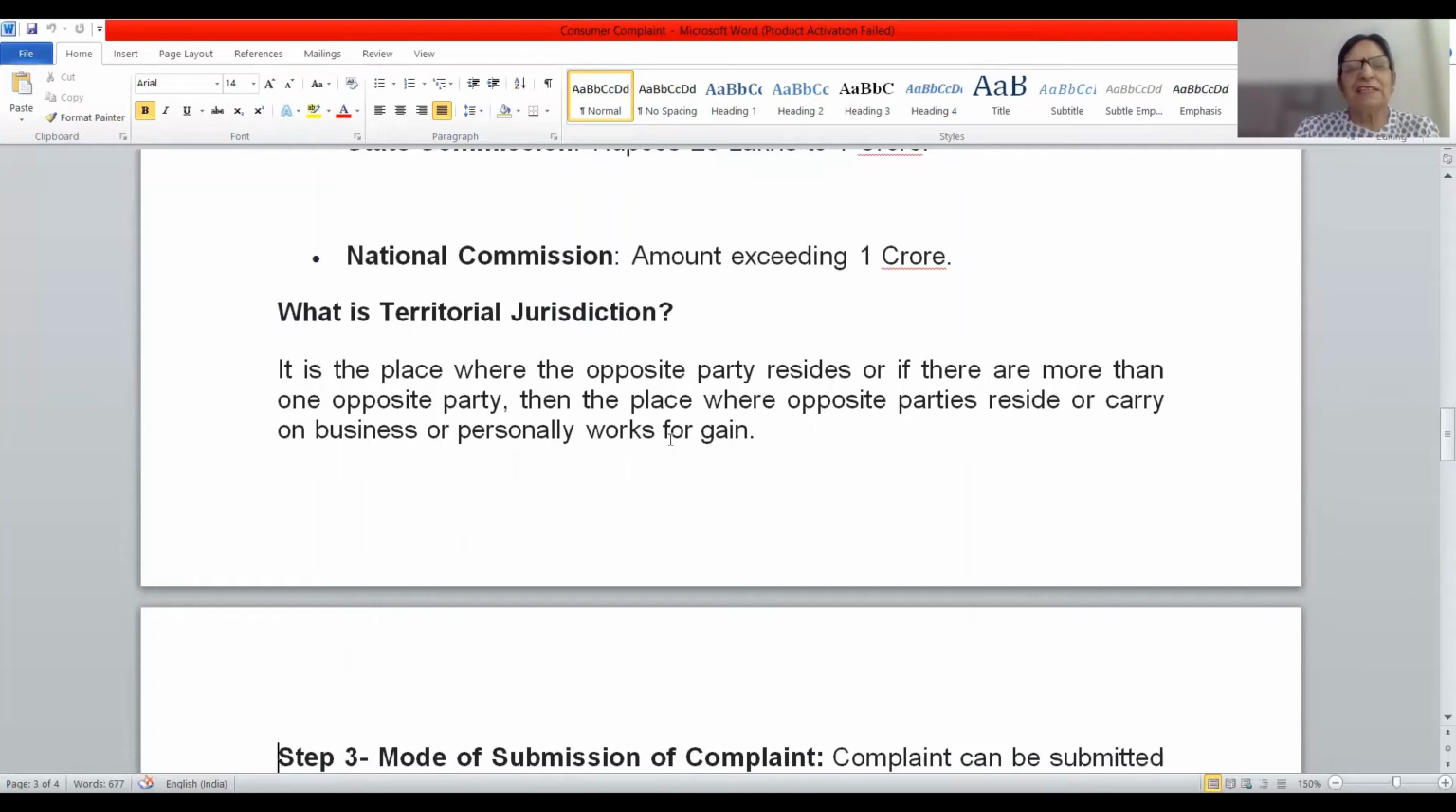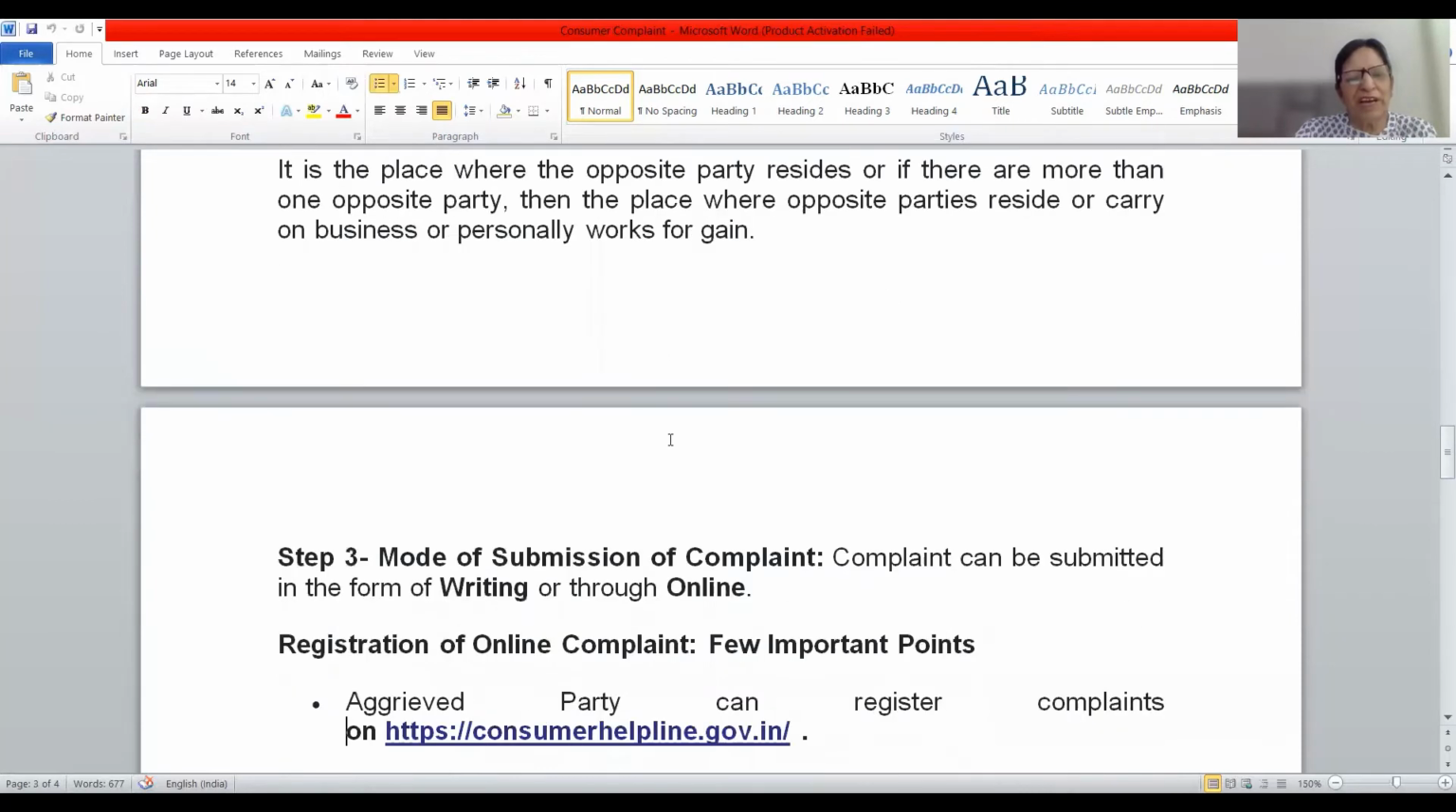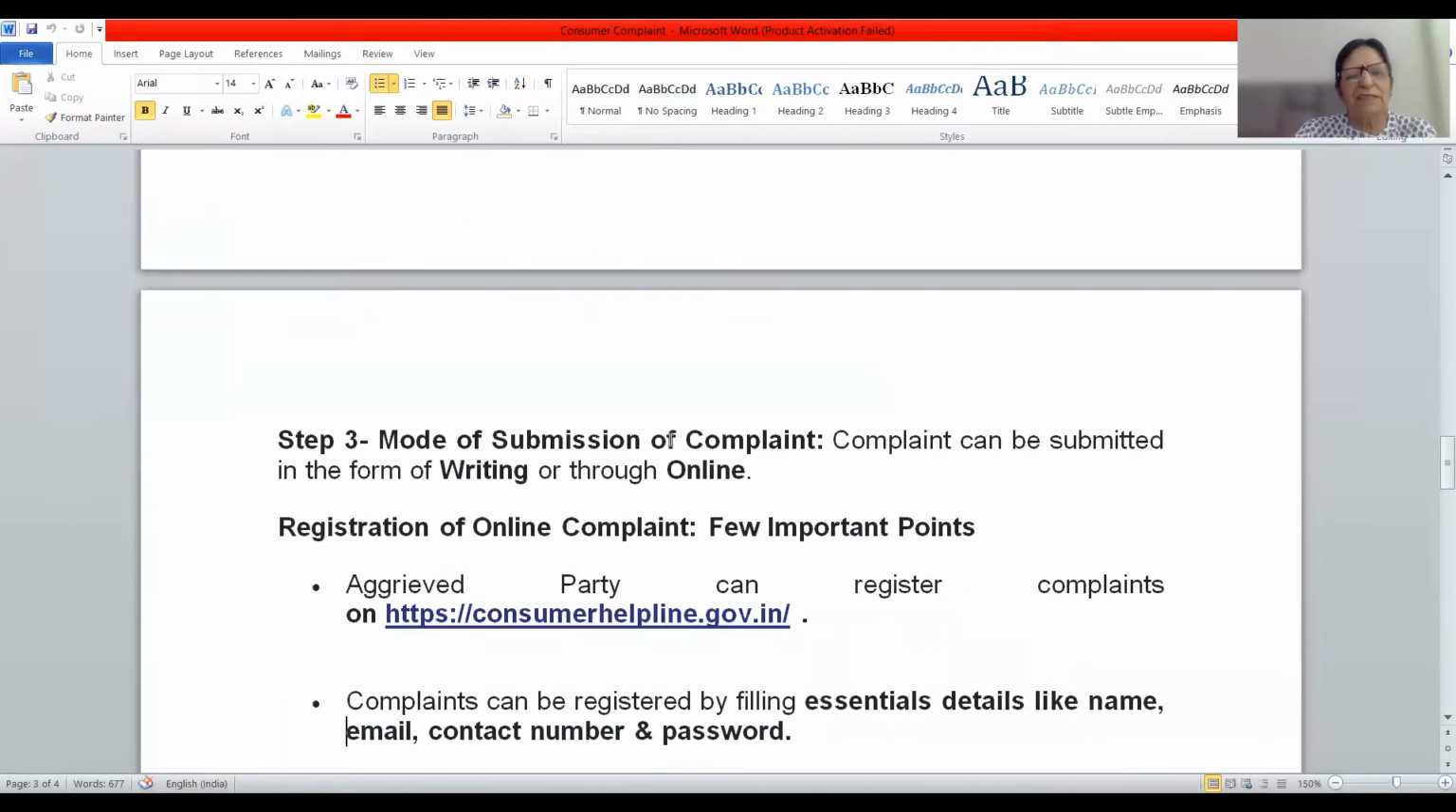This is the place where the opposite party resides, or, if there is more than one opposite party, the place where the opposite party resides or carries on business or personally works for gain. So friends, this is the meaning of territorial jurisdiction. And now moving ahead, friends, step number 3 is the mode of submission of complaint.